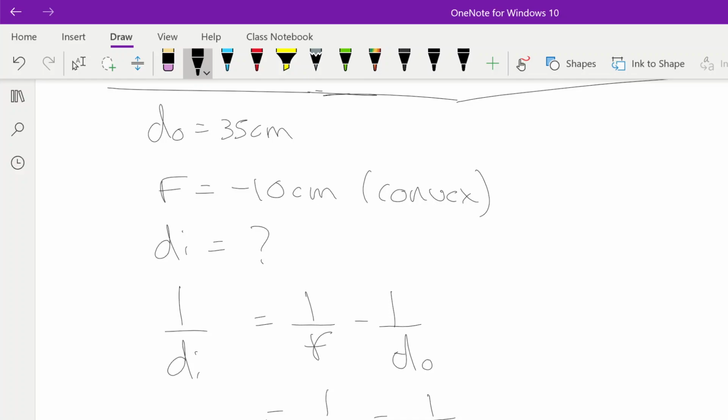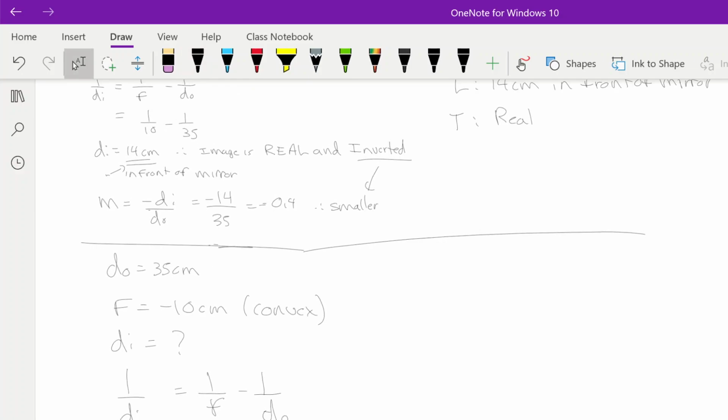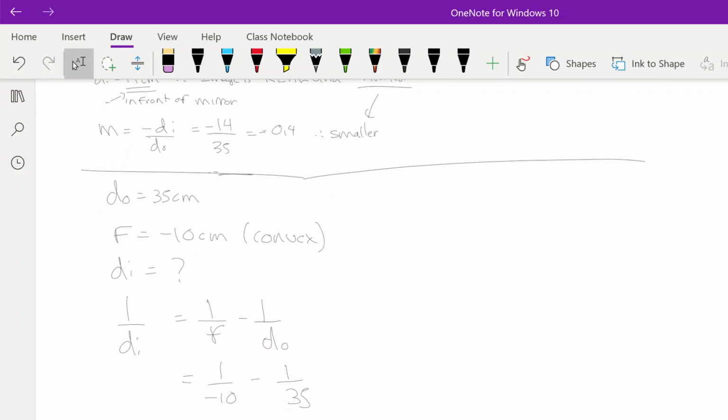So it's not even upside down. Okay? And that is our first step. Now let's do the rest. Let's fill in what we found: size, attitude, location, and type.